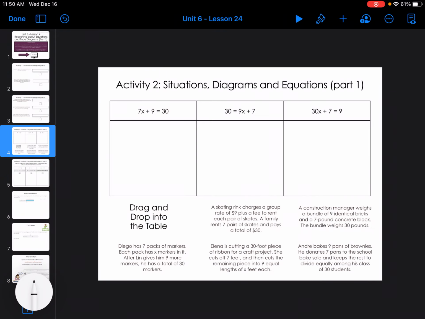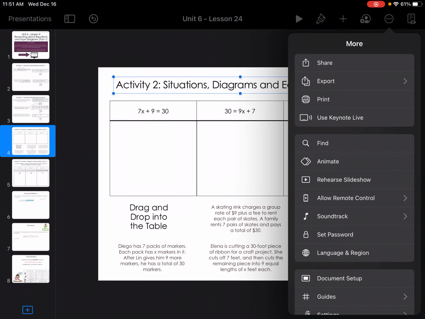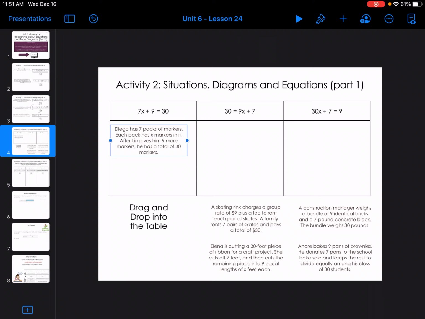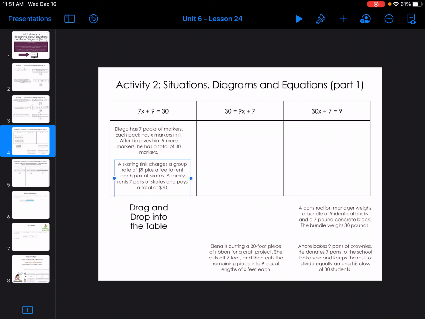So now it says drag the situation to match the equation. So I'm going to turn off my drawing tool. And these are the exact same situations. So Diego has 7 packs of markers, and then he gets 9 more. So that's going to go there. The skating rink charges $9 plus a family of 7 rents skates. So that's also going to go right there, because you're adding that $9 fee. She took a 30-foot piece of ribbon and she cuts off 7 feet and then 9 equal lengths.